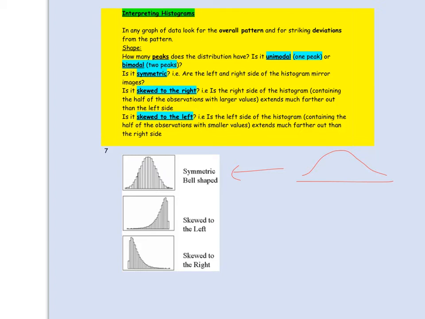And this is also called a normal distribution. We're going to study this more in detail in chapter 11, but that's called a normal distribution. It's a symmetric bell-shaped distribution.